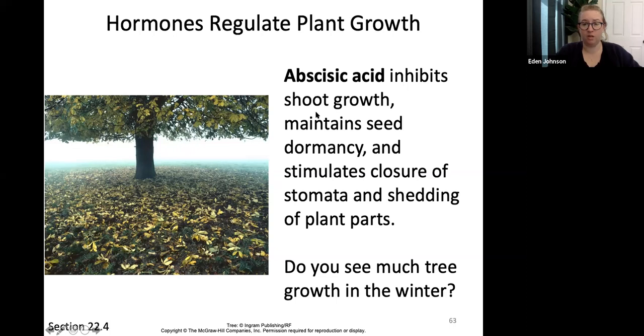Inhibiting shoot growth, so it's not growing very much. Seed dormancy, you're not planting new plants. Stimulates closure of stomata, so it's not losing water. It's maintaining all of its nutrients and things. Shedding of plant parts like the leaves. Do you see much tree growth in the winter? No, you don't. That's because of abscisic acid.